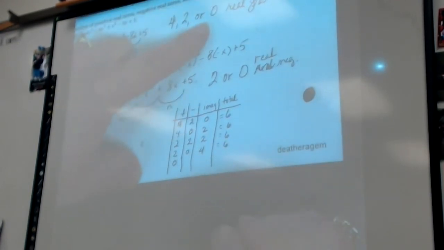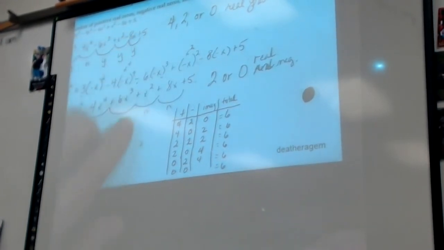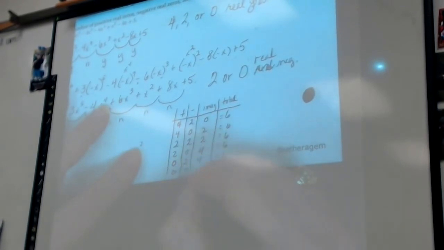There's 2 more. Let's say I have 0 positive and 2 negative. Then how many imaginary would I need to equal 6? 4. This is the last one. If I have 0 positive and 0 negative, how many imaginary would I need? I'd need 6.